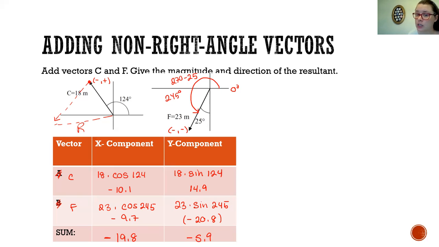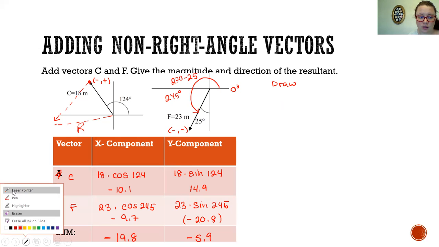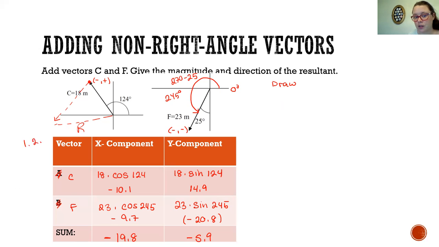Now we're going to do the same thing as we did before. I'm going to do a little bit of erasing here. I will go back for a pen. So this is 1 and 2 on the steps that I'm going to give you next. So 1 and 2 is break into components and sum them together.